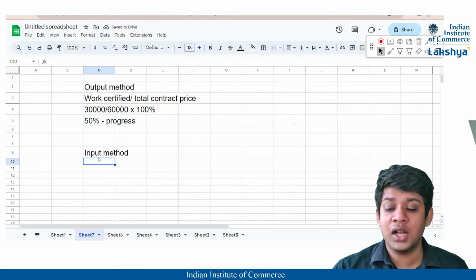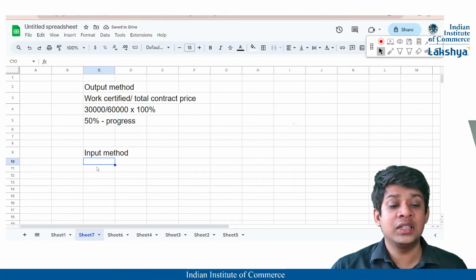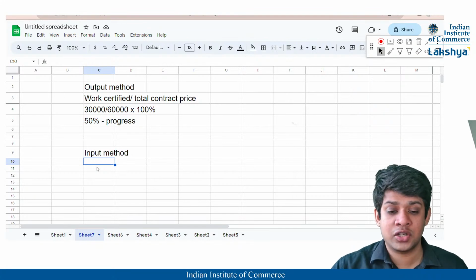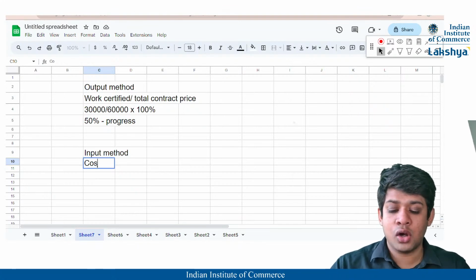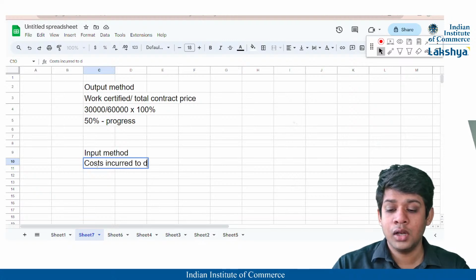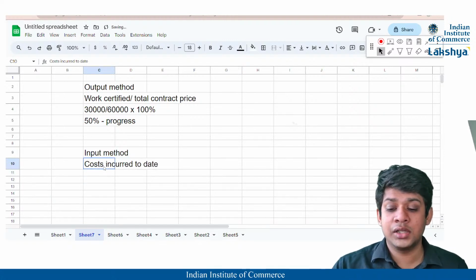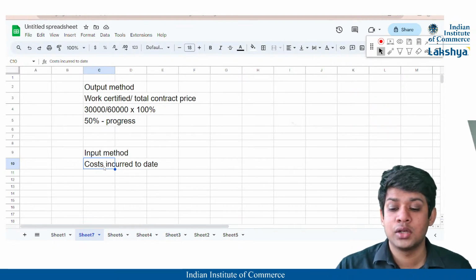Input method is nothing but whatever we have within our company. As a construction company, I am constructing a building. So what do I have towards myself? I have the costs that are incurred to date. I might have done certain work over it, right? I might have performed certain activities. I might have done some progress.